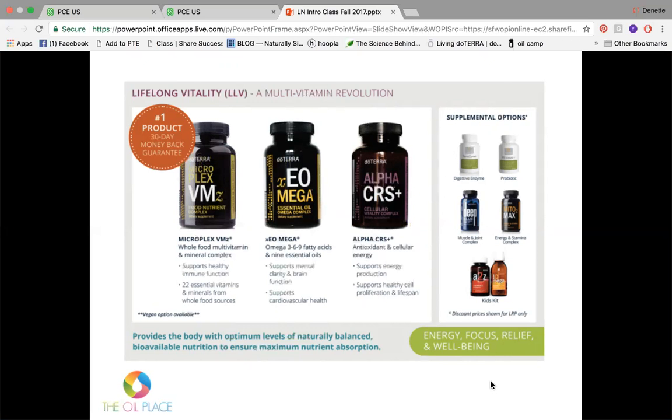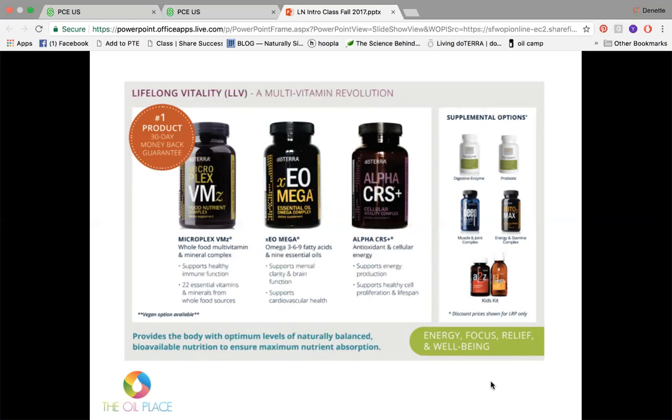The third product in this trio is the Alpha CRS. This is antioxidant and cellular energy. So it supports energy production and supports healthy cells and lifespan. Like I mentioned before, when I said cellular energy, these are all going to work in your body at a cellular level.